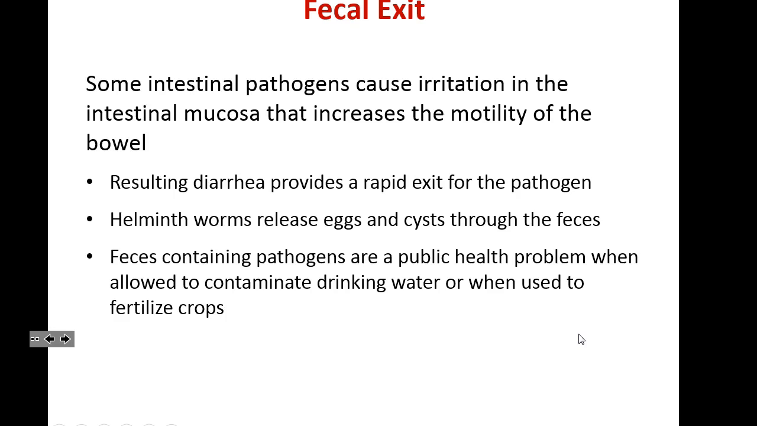Here we go. Fecal exit is another exit. Some intestinal pathogens can cause irritation in the intestinal mucosa that increases the motility of the bowel. Resulting diarrhea provides a rapid exit for the pathogen. Helminth worms release eggs and cysts through the feces. That's great. Feces containing pathogens are a public health problem when allowed to contaminate drinking water or when used to fertilize crops. Yes.